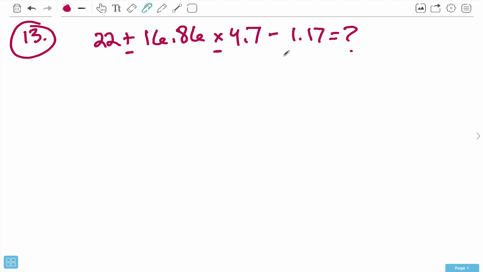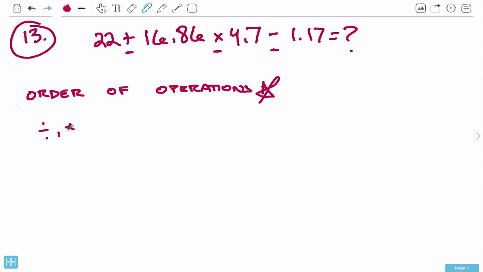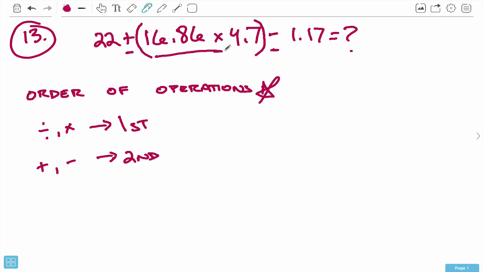Now, when you have questions that have addition, multiplication, division, and subtraction all mixed together, you need to remember something called the order of operations. And this is important. The order of operations states that division and multiplication come first, and addition and subtraction come second. Meaning, if you're gonna solve this problem, you're not just gonna go left to right. You're gonna start with the multiplication, which would be this problem right here, 16.86 times 4.7. You're gonna solve for this plus 22 minus 1.17. And then you're gonna work left to right to get the final answer.